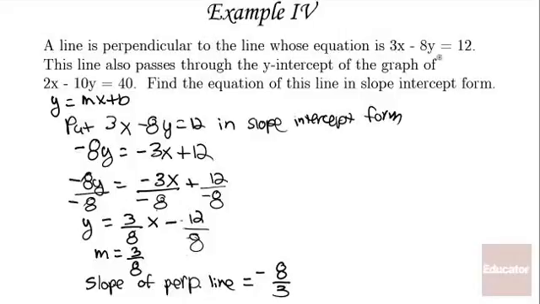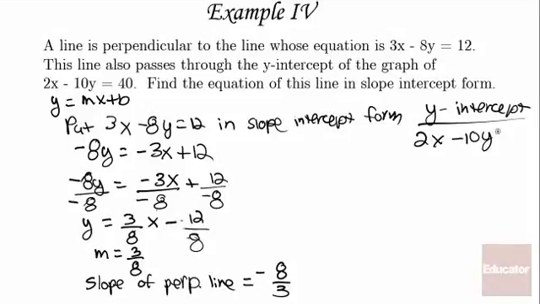Well, in addition to this first sentence, I was also told that the line I'm looking for passes through the y-intercept of the graph of the equation described by this line. So in order to find the y-intercept, I'm going to change this equation, 2x minus 10y equals 40, and put that in slope-intercept form, because I've been told that the line I'm looking for passes through the y-intercept of this graph. So these two have the same y-intercept.